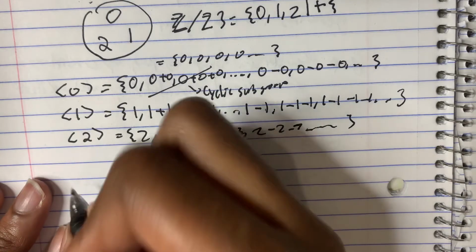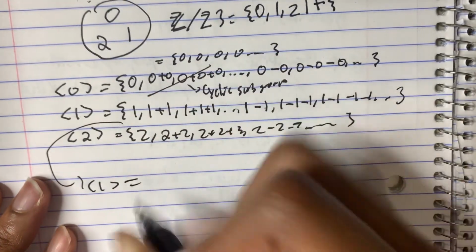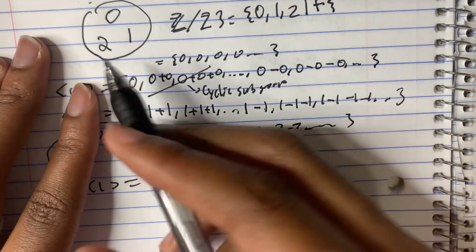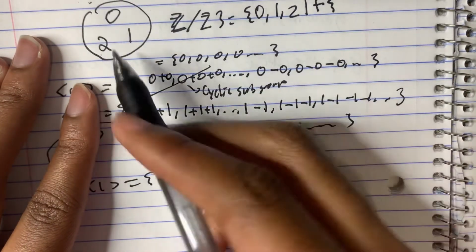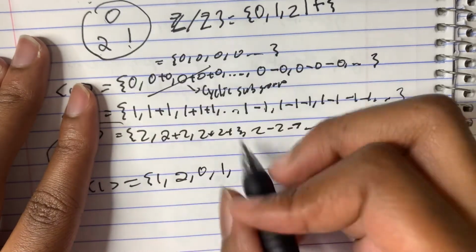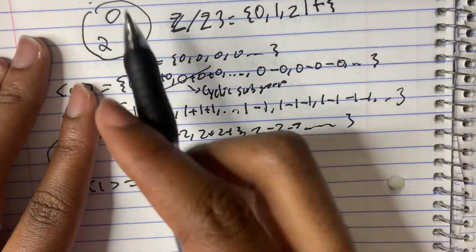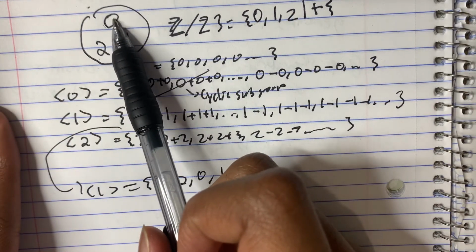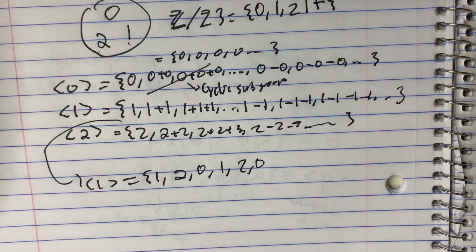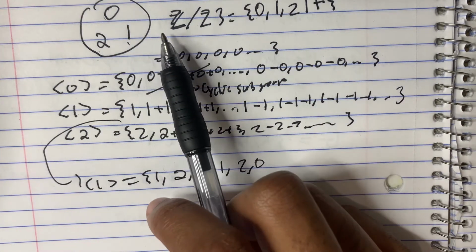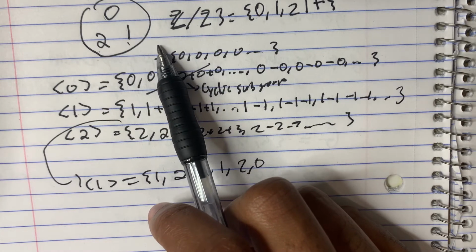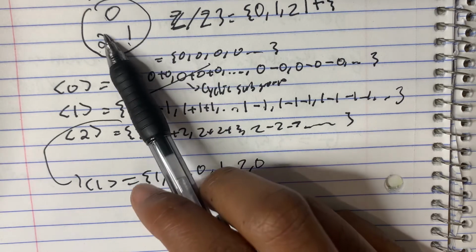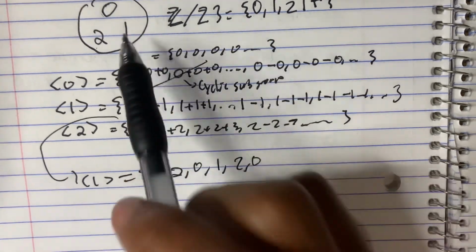So what is the generator of 1? Let's actually evaluate this. So it's 1. What's 1 plus 1? Well, 1 plus 1 is 2. What's 2 plus 1? 2 plus 1 is 0. 0 plus 1 is 1. 1 plus 1 is 2. 2 plus 1 is 0, and so on. The inverse is the same thing. Technically, for 1, the inverse will be... wait, let me think about this.